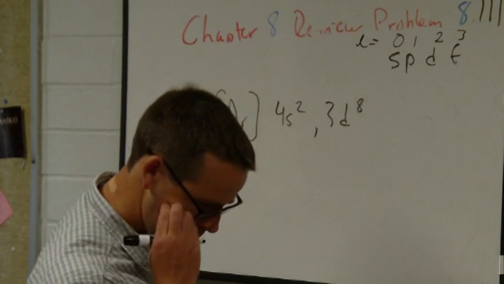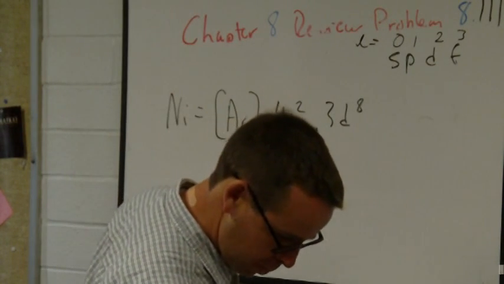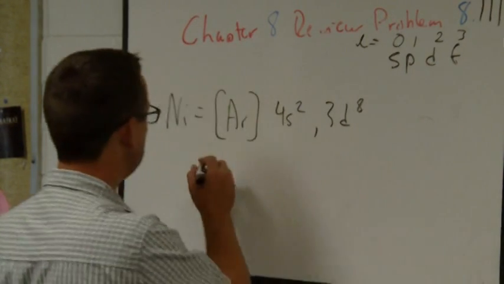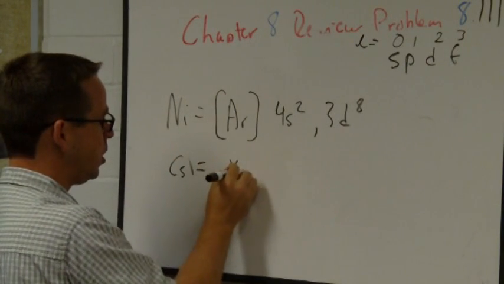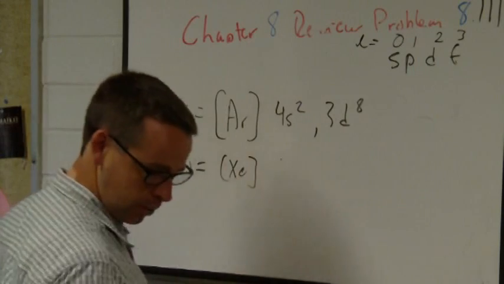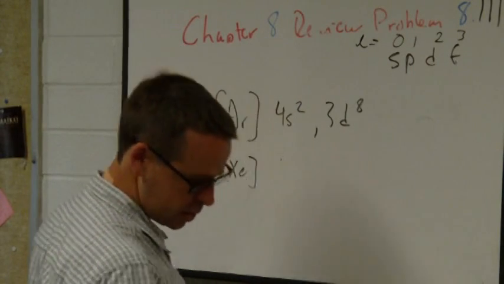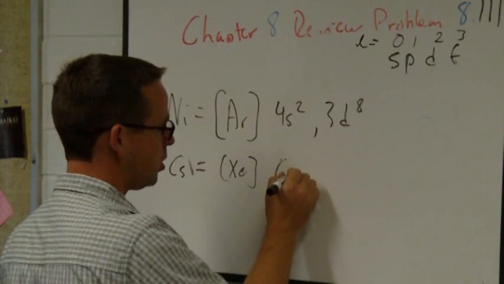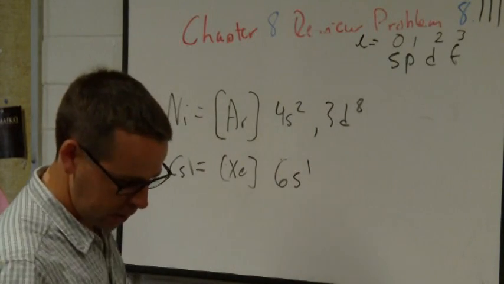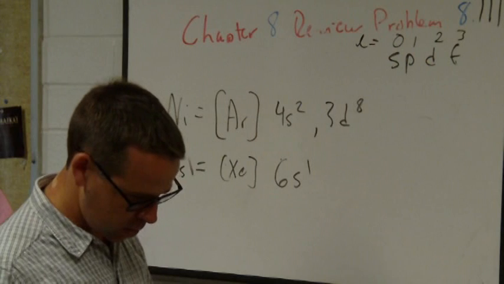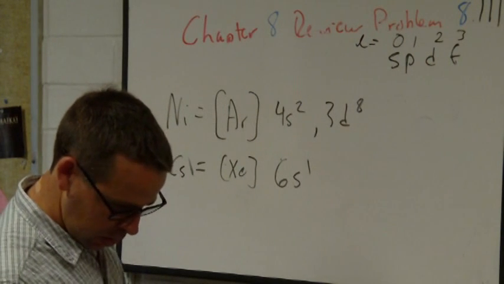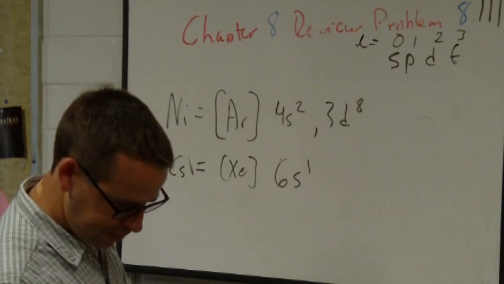Cesium. For cesium, we go back one and it goes to xenon. Cesium, xenon. And then after xenon, we're filling up our 6s1. There's just 1 electron. Cesium is number 55, the first electron in the 6th row. And that's this s block.